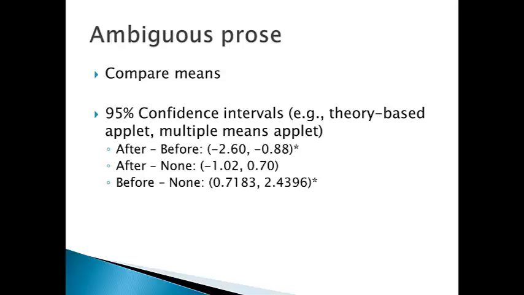So in this case, what we find when we compute 95% confidence intervals on the difference in the group means is that seeing the picture before is significantly different than seeing the picture after or not seeing the picture at all in terms of your quiz score. These confidence intervals are denoted with asterisks because they don't include the value of 0, suggesting a significant difference in the group means when comparing those two groups.